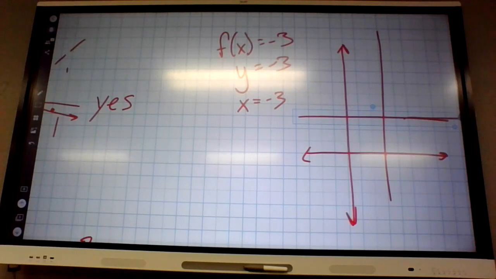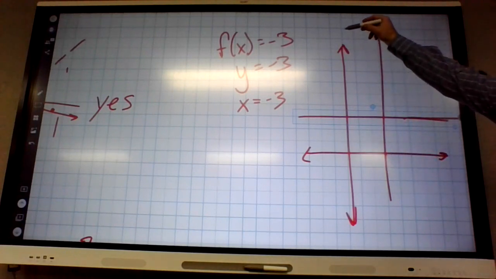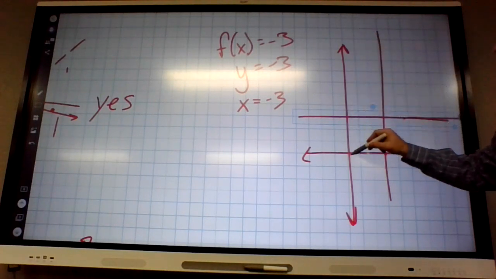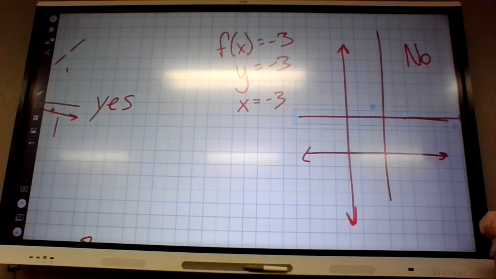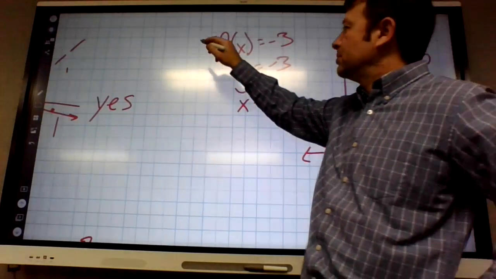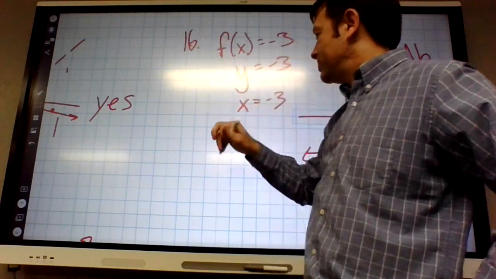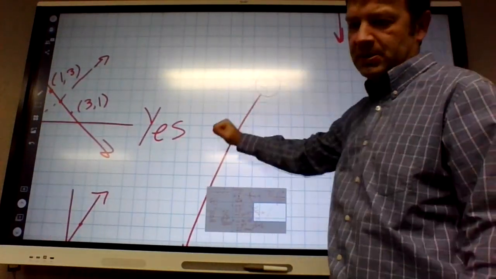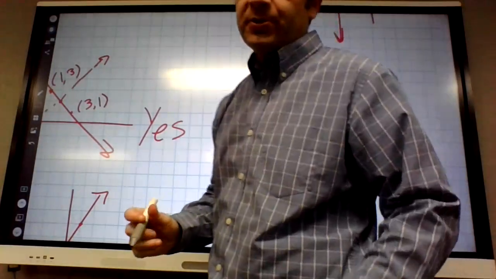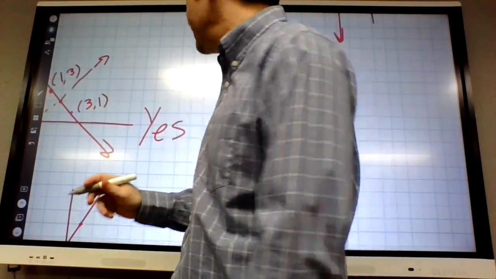Is x equal -3 a function? No. It fails the vertical line test because it hits at all these points. So that's a no. 16 is a weird one. Alright, 17. Also kind of weird because it's an x squared.